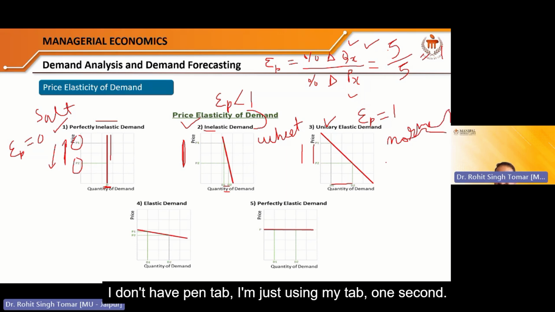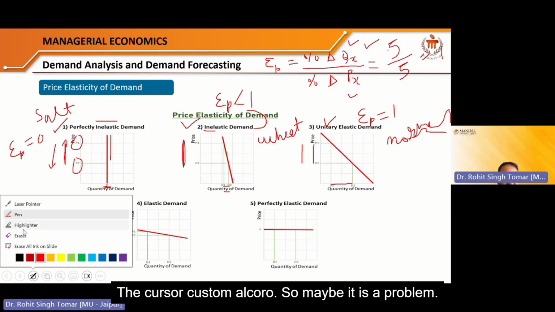I don't have a pen tab. I'm just using my tab. One second. I am using the cursor, so maybe that is a problem.